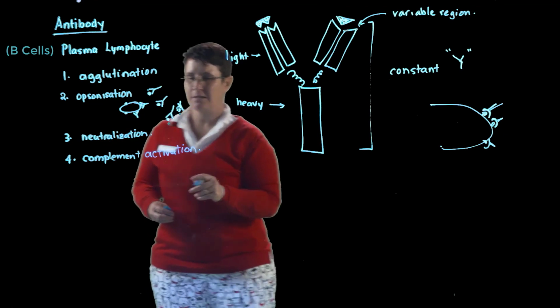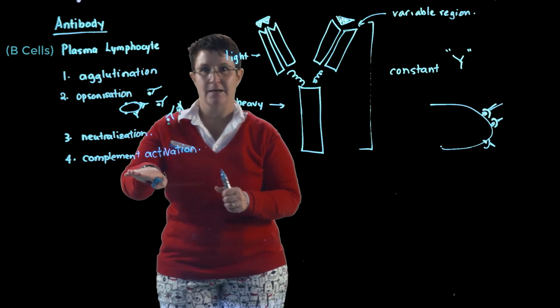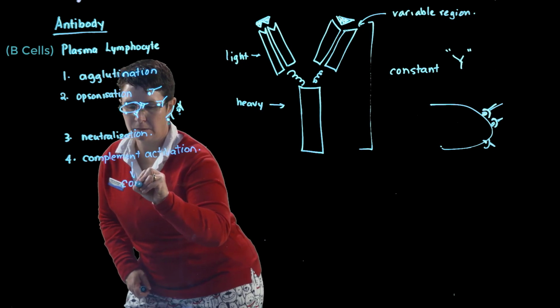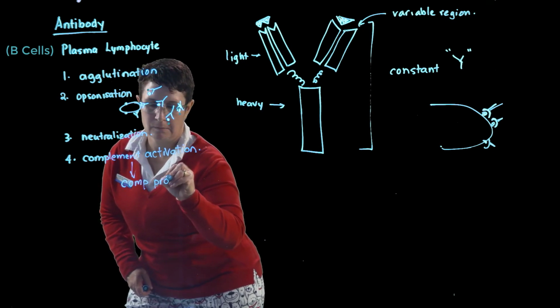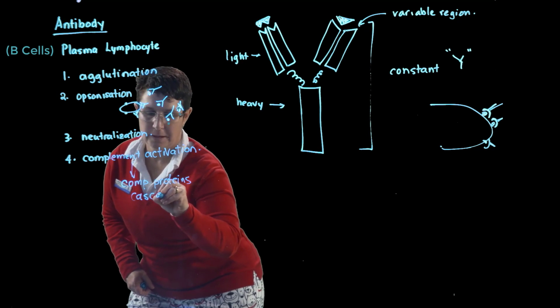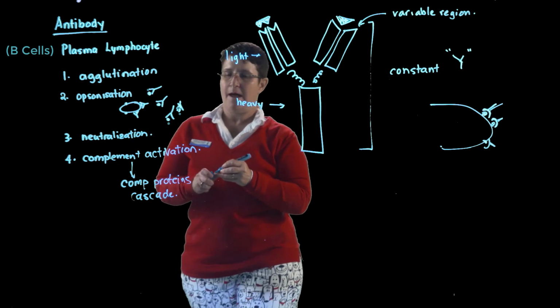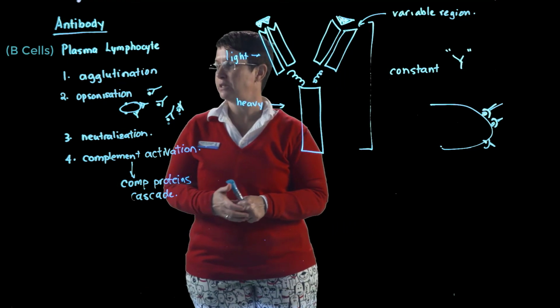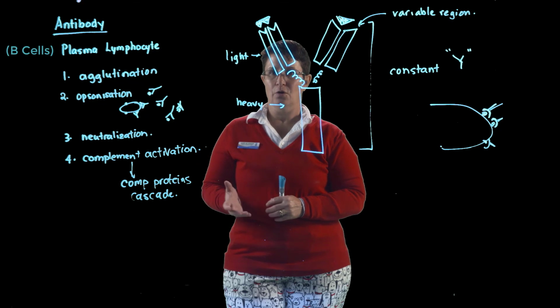And the last way that they're going to manage is called complement activation. In complement activation, you're going to create the cascade of complement proteins, which will increase what they're doing and create a high level of an immune response based on all those proteins that are present within your blood system.